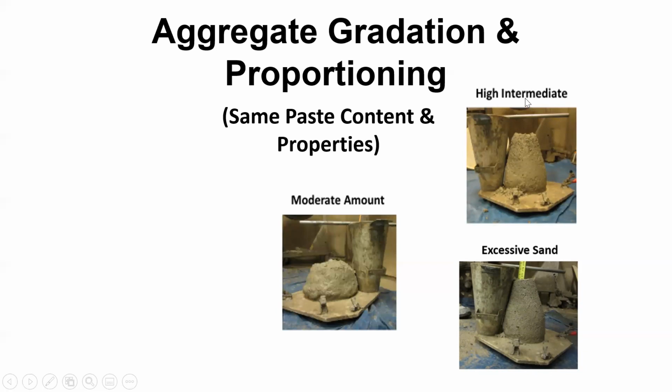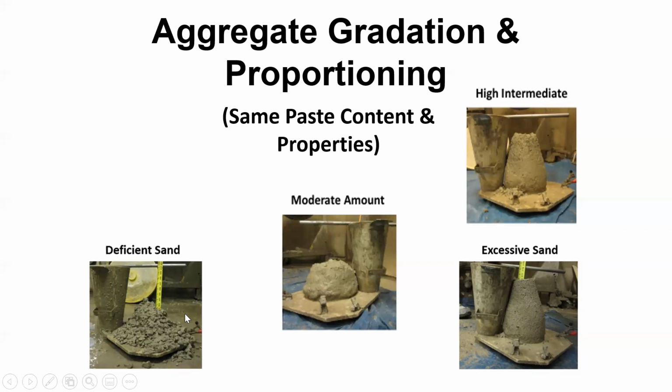You also have a high intermediates. We have a bunch of 3/8-inch chip put in there. So you take out a little bit of rock, you put in a little 3/8-inch chip, like a little intermediate, and all of a sudden it's stiff too. So it's not sticky like the sand, but it's really stiff. And so this is actually more of like a 2.5, 3-inch slump.